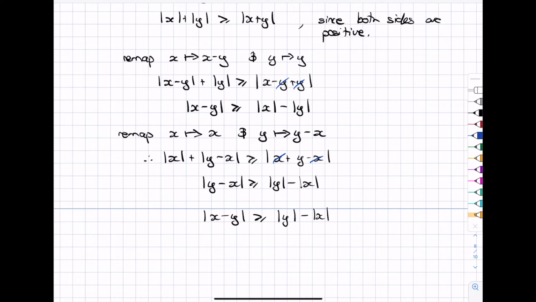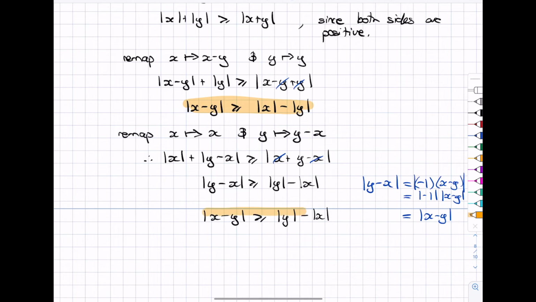Okay, so what I've done here, I'll just write it on the side. I've used the fact that the absolute value of y minus x equals the absolute value of minus 1 times x minus y. Then I've broken it up into two absolute values. So the absolute value of -1 times the absolute value of x minus y. And then that gives us the absolute value of x minus y.